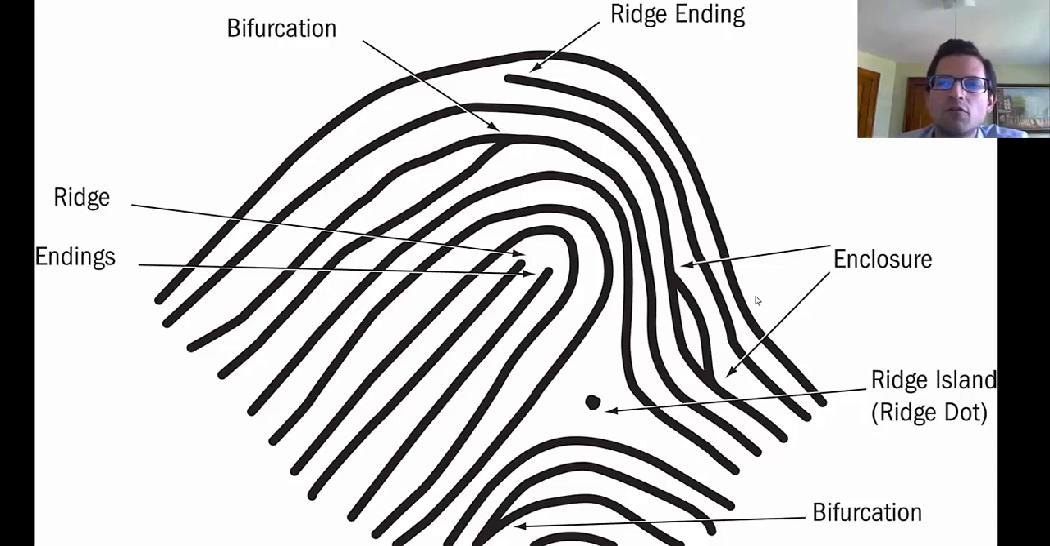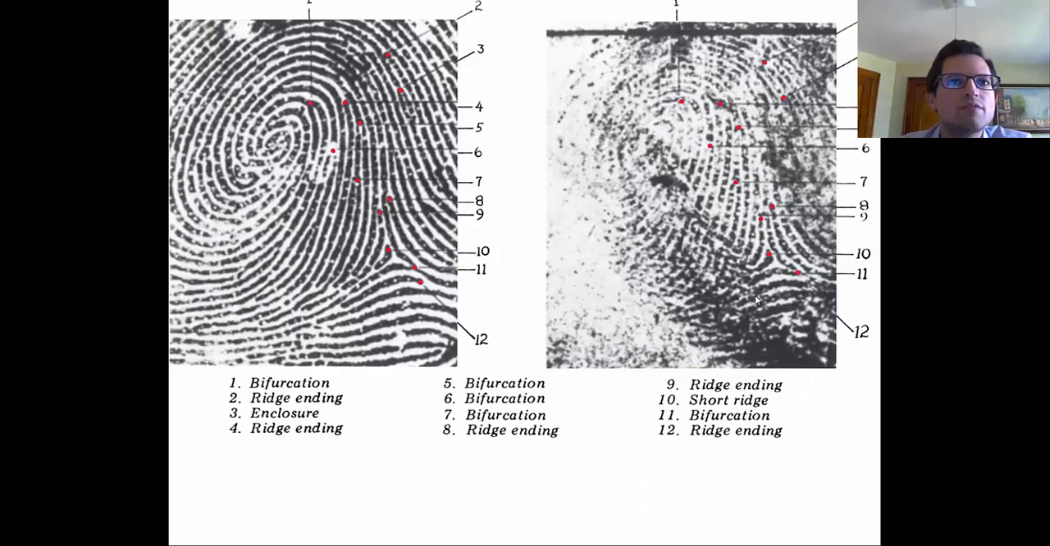Continuing on clockwise, we can see a ridge island or a ridge dot. This is just a single very short ridge. And then at the bottom there, we can see another bifurcation where the friction ridge splits. So what I've done here is I've taken 2 fingerprints and marked with red dots each of these ridge characteristics. And there are many more ridge characteristics in these images, but we only need a certain number of them. So I thought I would just focus on those ones there.